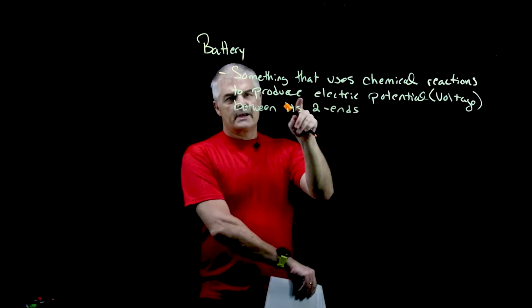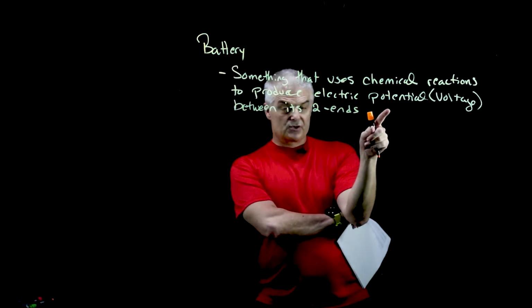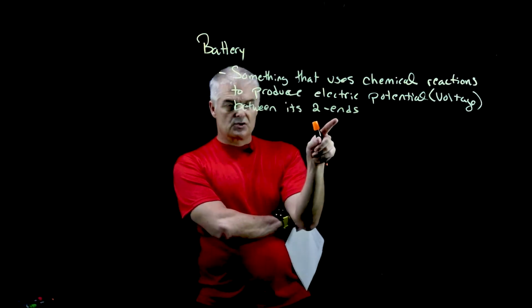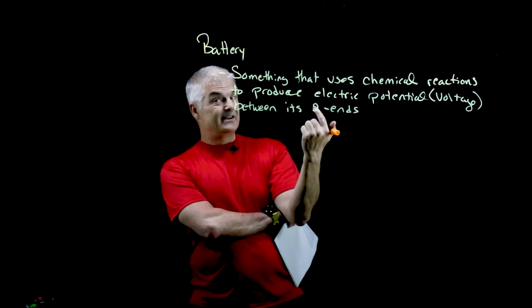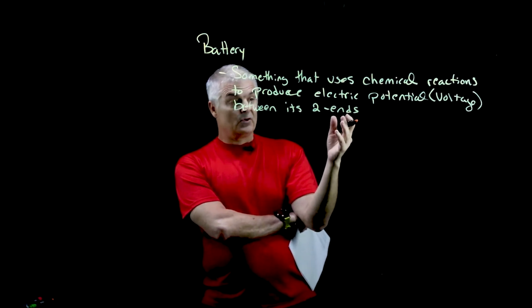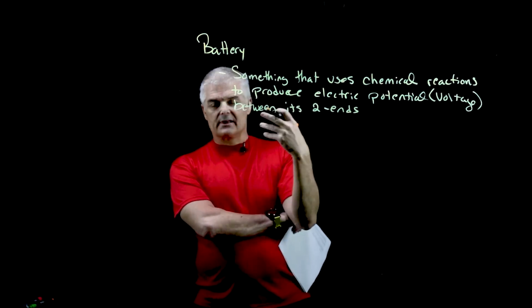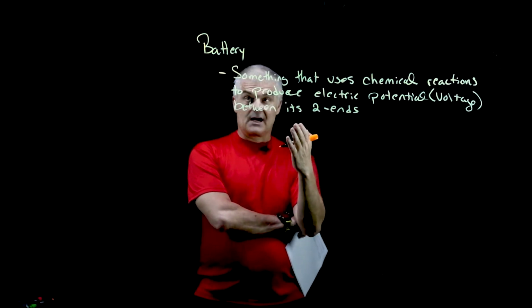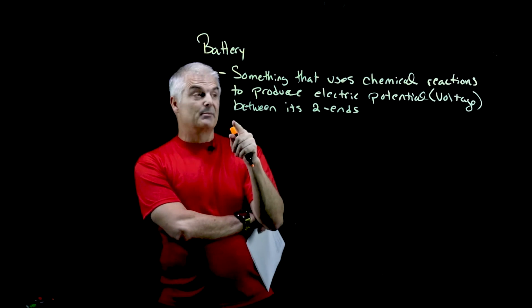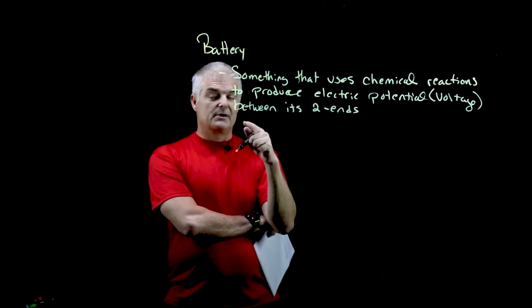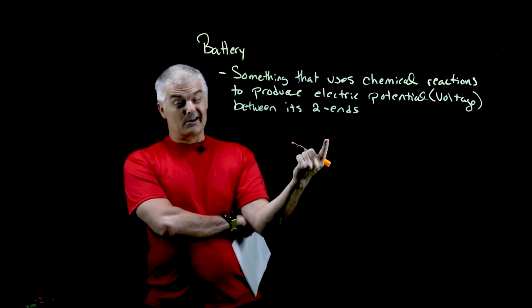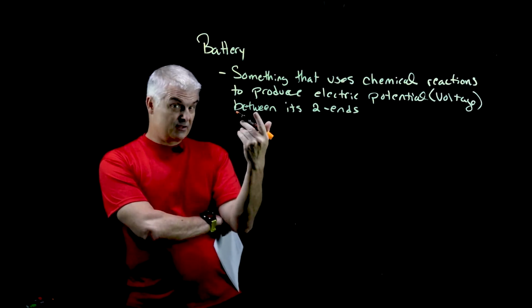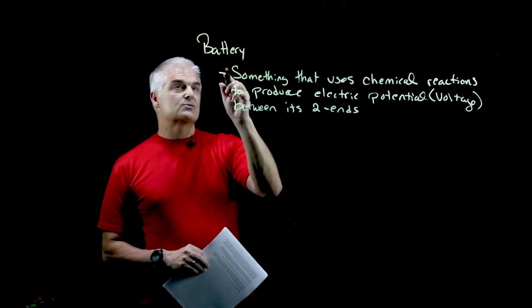Something that uses chemical reactions to produce electric potential, that's voltage, between its two ends. You know that when you buy a battery, it's a 9-volt battery or whatever volt battery. How the electrons flow is really a pretty tricky thing. I've taught AP chemistry, and it's a topic we go into in detail. It's pretty fascinating how batteries are made from a chemical perspective. But it's the electrons. We've got to move the electrons through chemical reactions. Chemicals, of course, have electrons. And that's what a battery is.